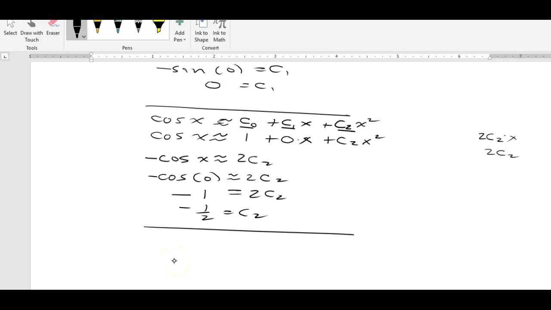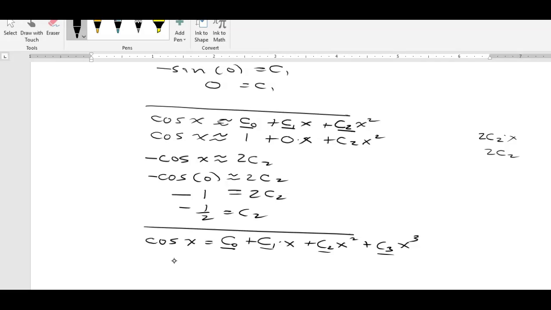So the next move would be to go cubic. So we'd have a constant coefficient, a coefficient on the linear term, a coefficient on the quadratic term, and then we'd have our coefficient on our cubic term. Now again, c0 is 1, c1 is 0, c2 is negative 1/2, and c3.